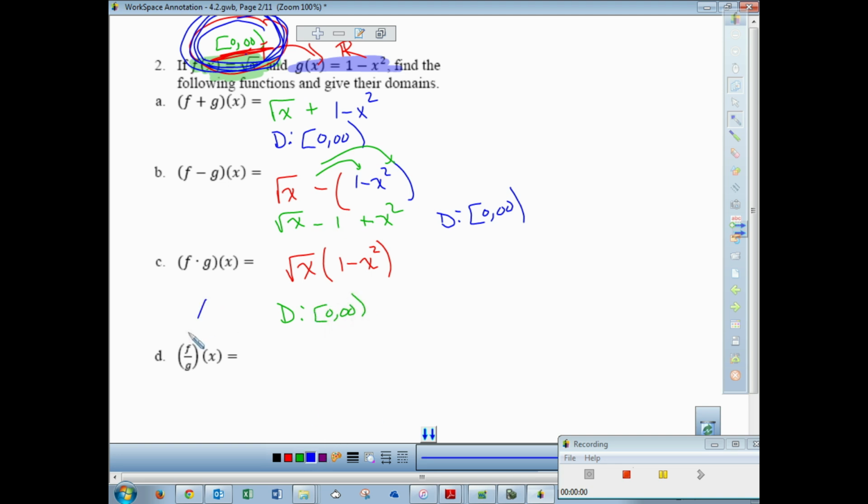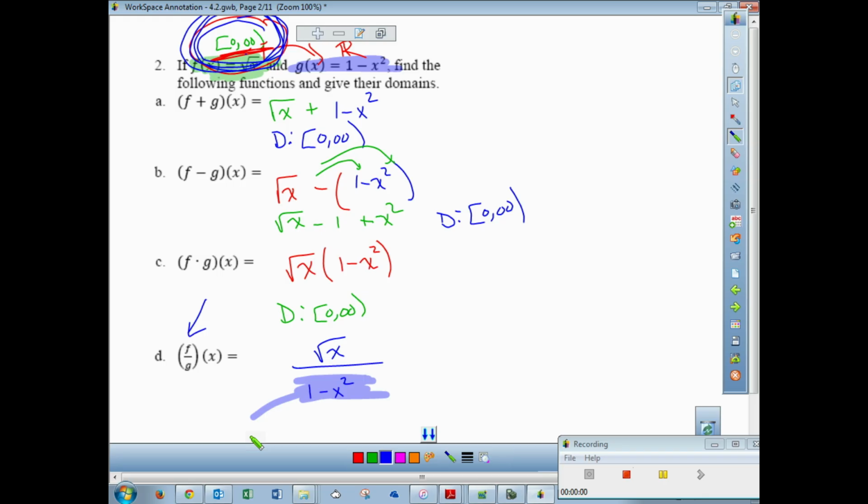And this is where things will change because we're dividing. f of x divided by g of x, 1 minus x squared. You already know you can only pick from 0 to infinity. Now we brought in a new bad guy, this guy.